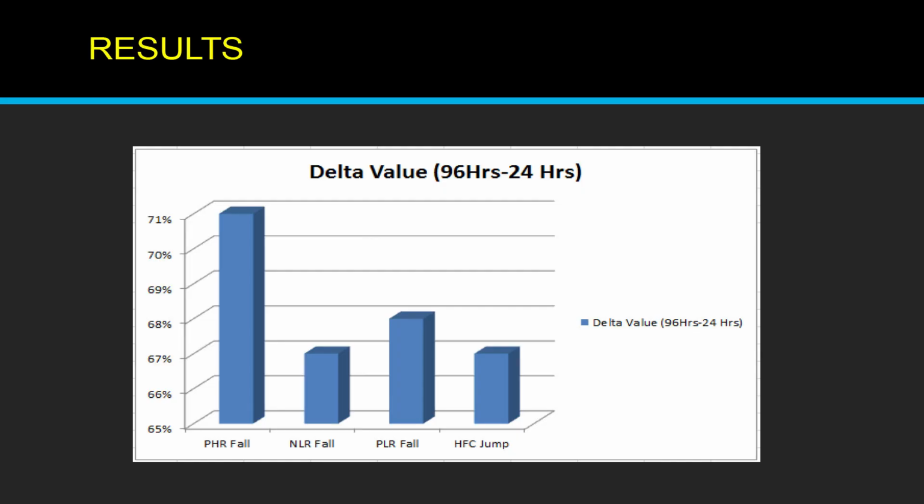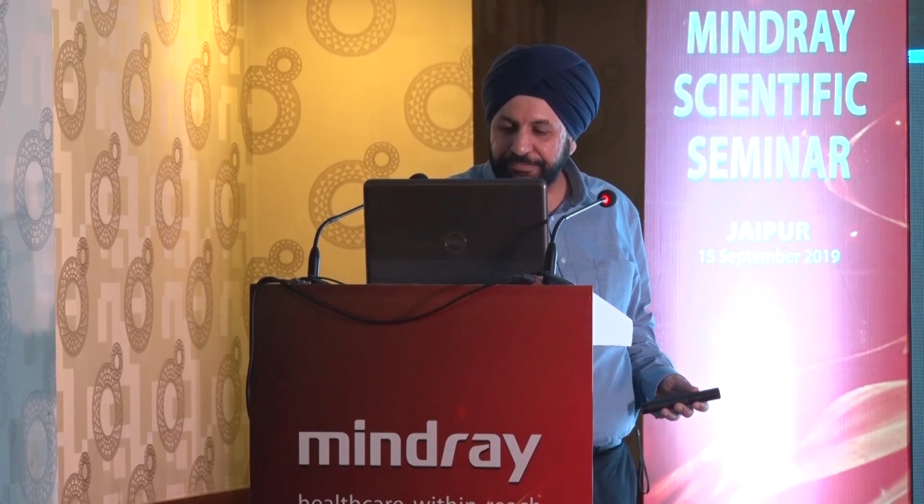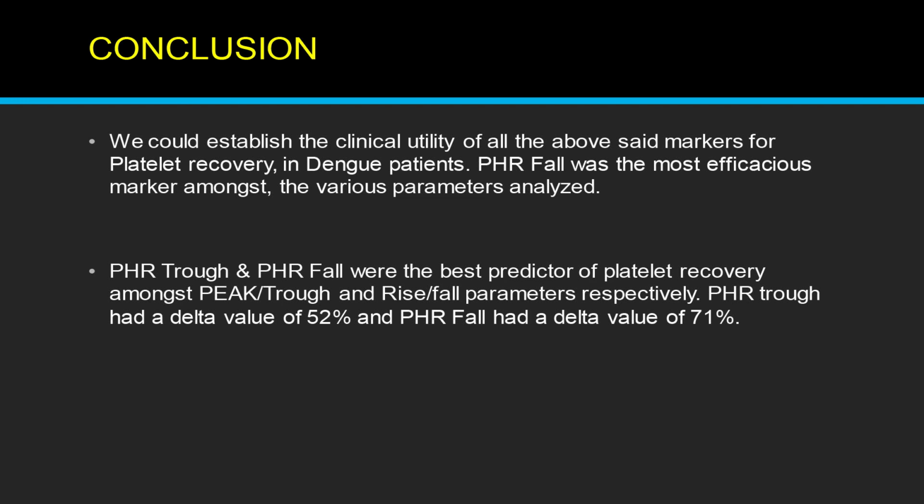I put all the conventional parameters as well. Amongst these 4 parameters, the PHR fall brought maximum sensitivity to the table. It helped 71% of the patients. So in conclusion, we could establish clinical utility of all the above markers for platelet recovery, and PHR fall was the most efficacious marker amongst all these parameters evaluated.